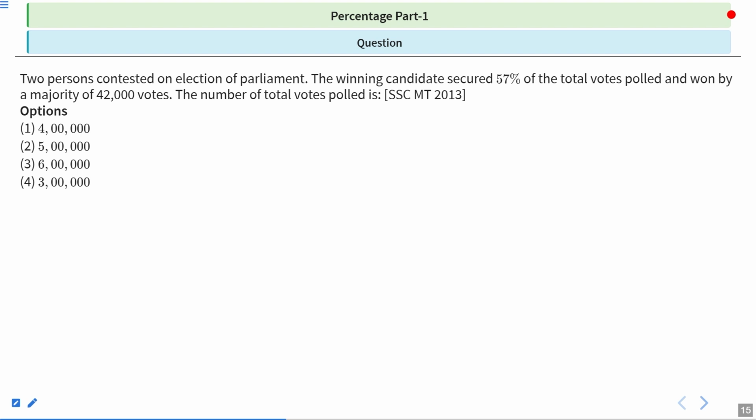Two persons contested an election of parliament. The winning candidate secured 57% of the total votes polled and won by a majority of 42,000 votes. The number of total votes polled is? This question was asked in SSC MTS in 2013. Now there are four options. First one is 4 lakh, second is 5 lakh, third is 6 lakh, and fourth one is 3 lakh. Now you have 10 seconds to analyze the question. Your time starts now.